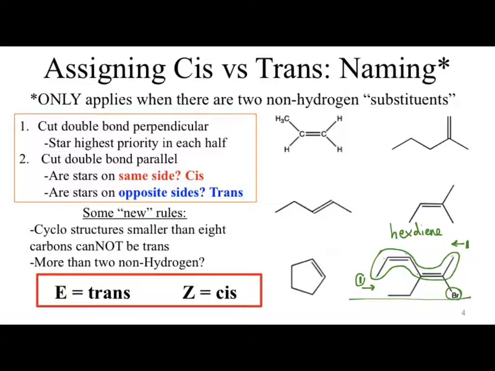Okay? So if we went through and numbered, we've got 1, 2, let's do a different color. 1, 2, 3, 4, 5, 6. Our first double bond shows up at position 2. Where's our second double bond show up at? Position 4. So we get 2,4 hexdiene.